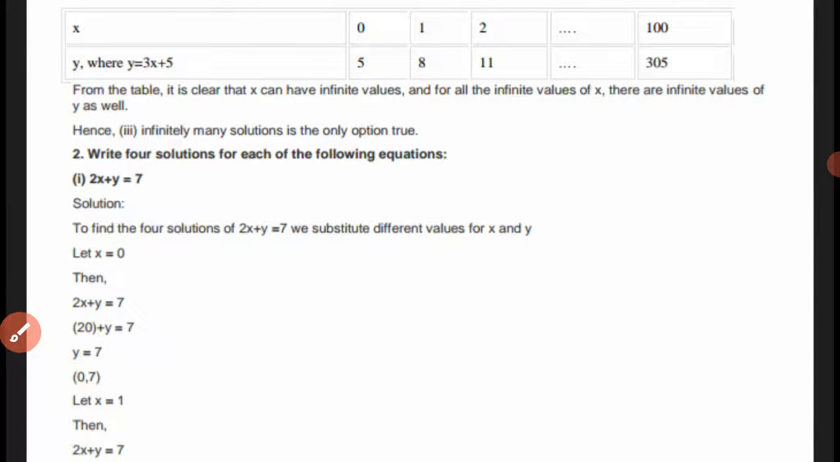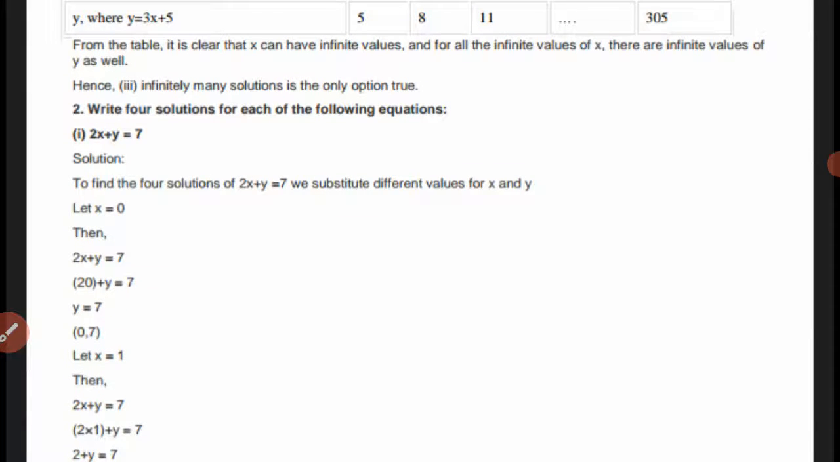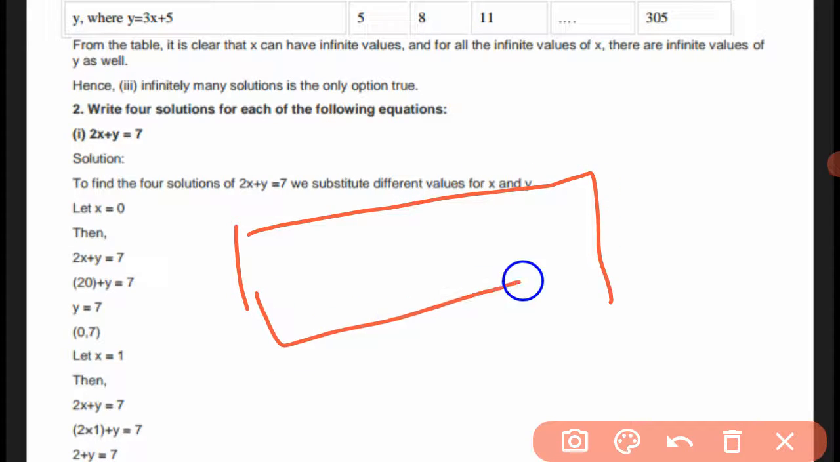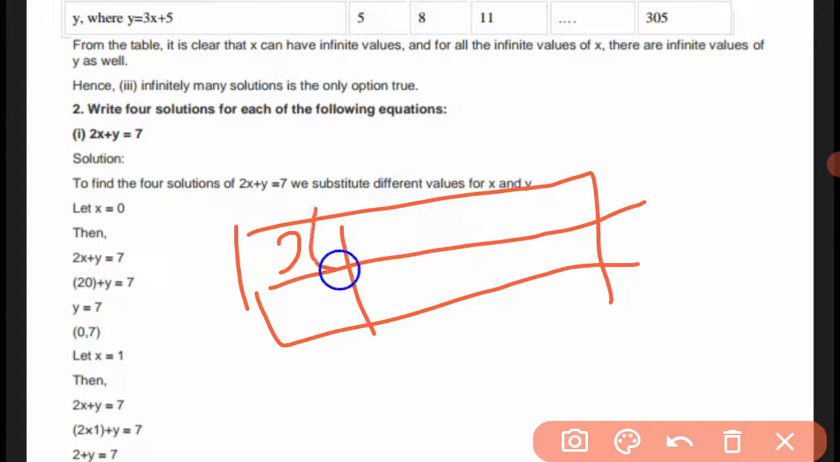Here it is asking to write 4 solutions for each of the following equations. So here we have to find any 4 solutions. In this we can also make a table like this, and we will divide it into x and y. So here the value of x and here the value of y. When x equals 0, by putting x equals 0 here, y will be equal to 7.